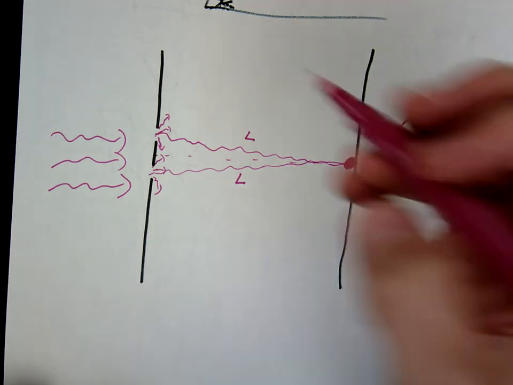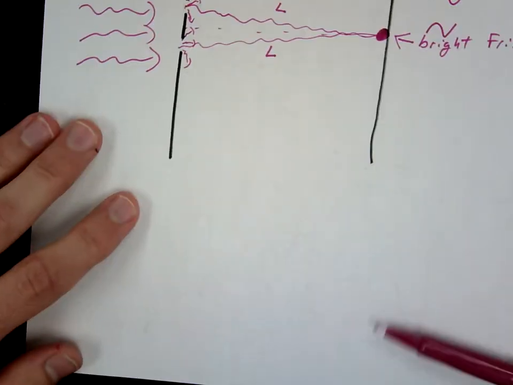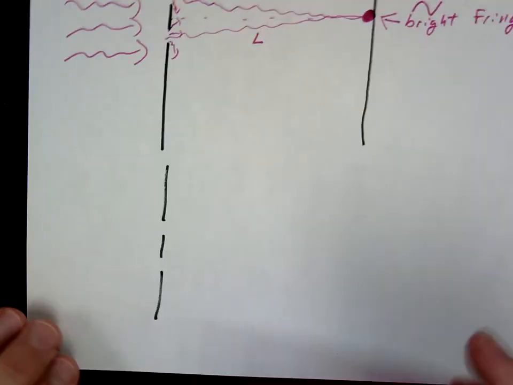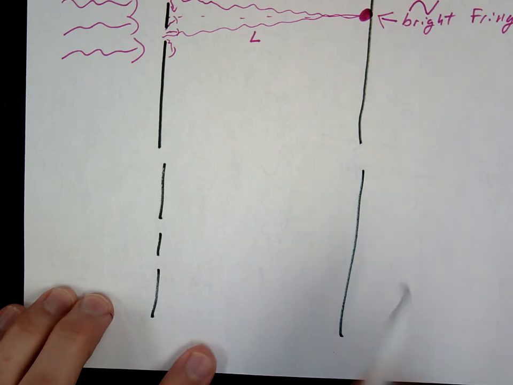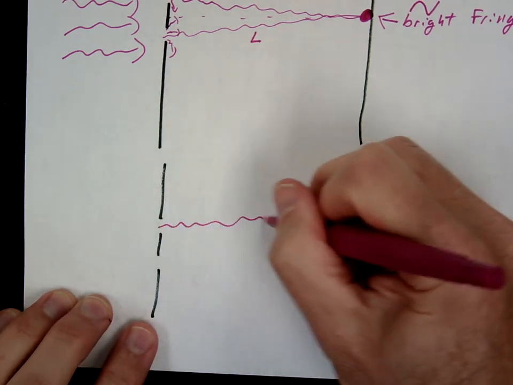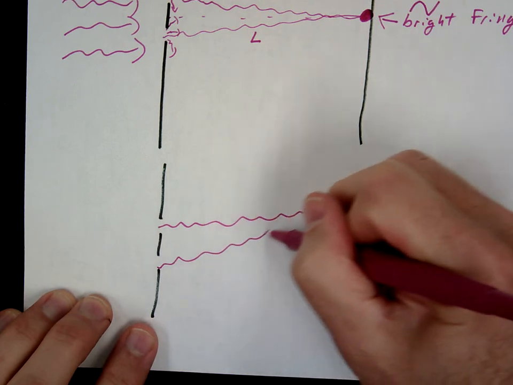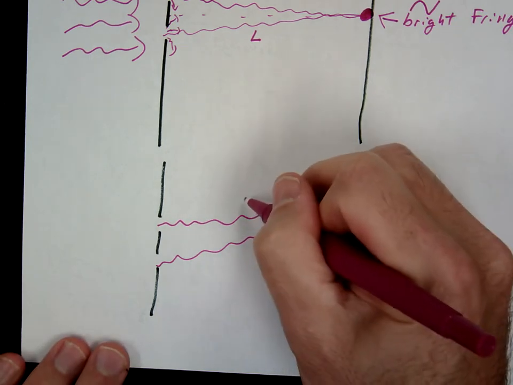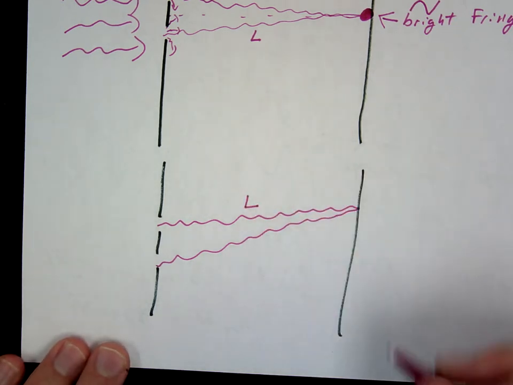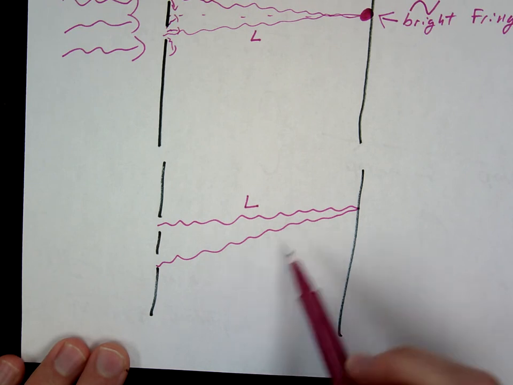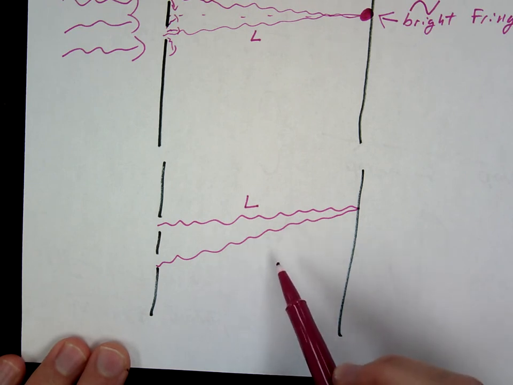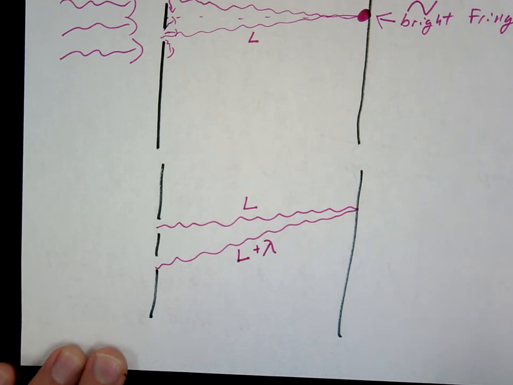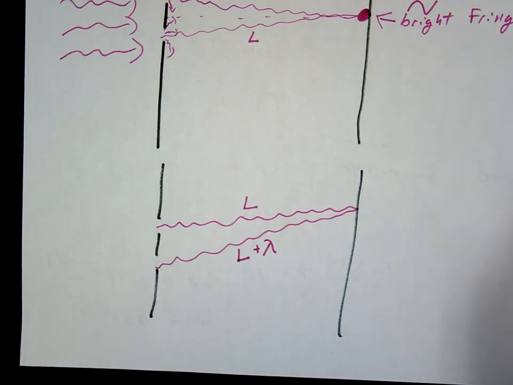Let's look at another bright spot. Let's look at a beam, and I'm just going to redraw this. Depending on what your paper looks like, you may want to just do this all on one. So we're going to look at a beam that comes over here, and a second one that goes right here. So this travels a distance L. And what's this one going to do? Travel farther or shorter? Farther. It's traveling farther, right? So we're going to say this one travels exactly L plus lambda. So it's traveling L plus lambda farther.